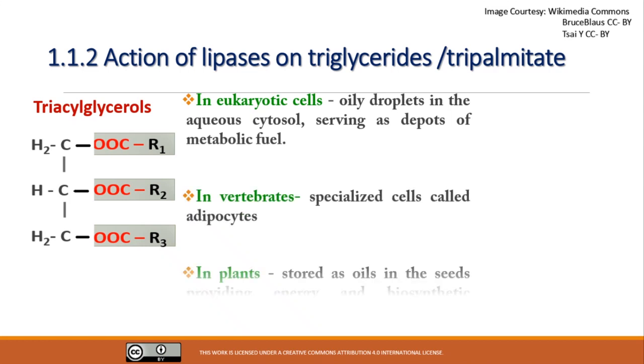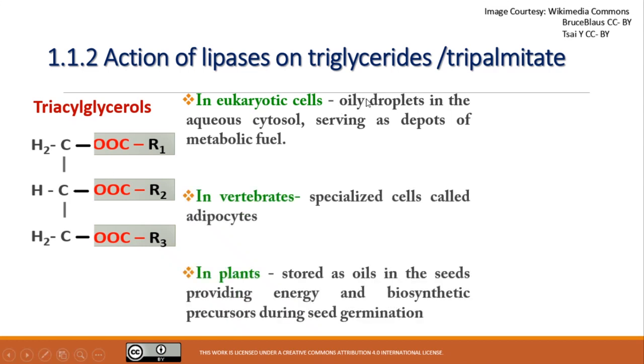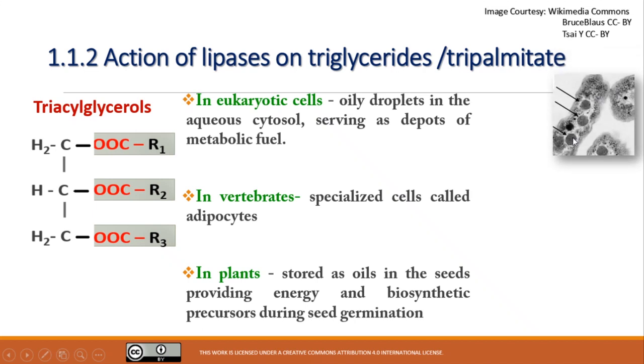Starting on to eukaryotic cells. Eukaryotic cells contain this particular triglycerides as oily droplets in the aqueous cytoplasm, and these oily droplets containing triglycerides will serve as a depot. Depot means it's like a dam or a reservoir of metabolic fuel. As we can see here, these particular molecules are nothing but oily droplets containing triglycerides. So whenever the cell requires energy, it can use this triglycerides for it.